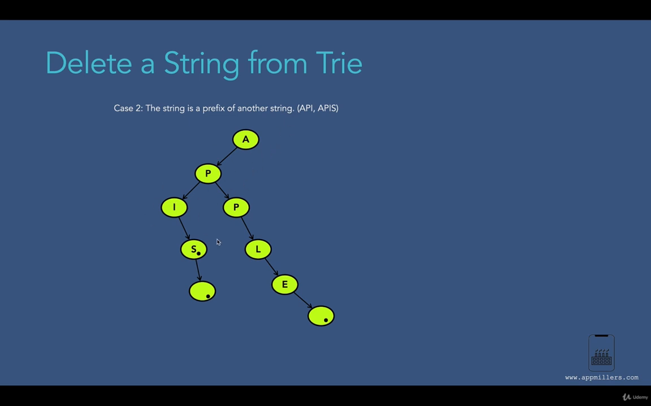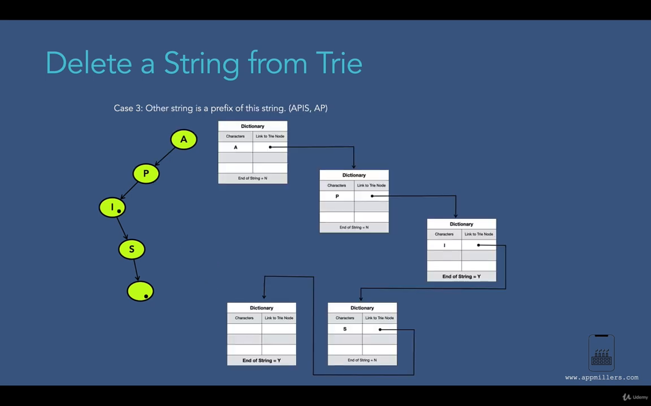So the only thing that we are going to do is set the end of string to false, and it's going to be like this. In this case, if we search one more time for API, we can easily identify that A exists here, P exists here, and I exists here, but after I, we don't have end of string. This means that this API will not be recognized as a complete string. So we have successfully deleted API from here. With this, we have implemented the second case as well. So let's continue to the third case.